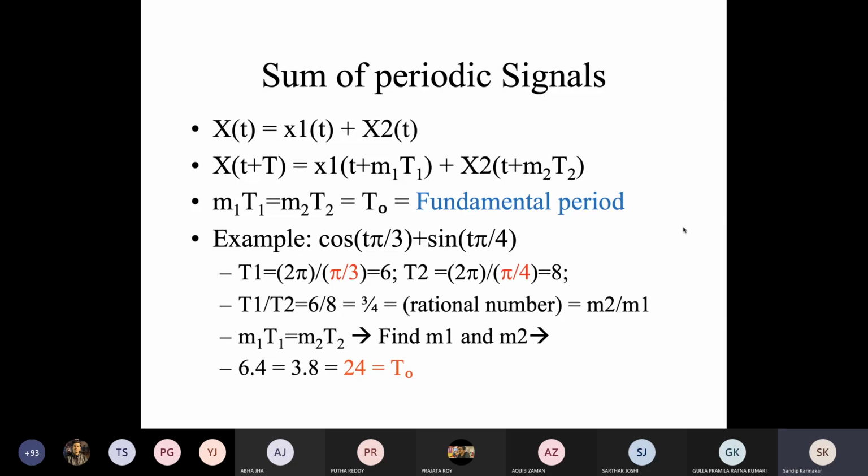Example: cos(pi t by 3) plus sin(pi t by 4). We know that cos and sin both have a period of 2 pi. So T1 equals 2 pi by (pi by 3) equals 6, and T2 equals 2 pi by (pi by 4) equals 8. Now m1T1 equal to m2T2: 6 into 4 equals 3 into 8 equals 24. This is the fundamental period. The fundamental period of this signal cos(pi t by 3) plus sin(pi t by 4) is 24.